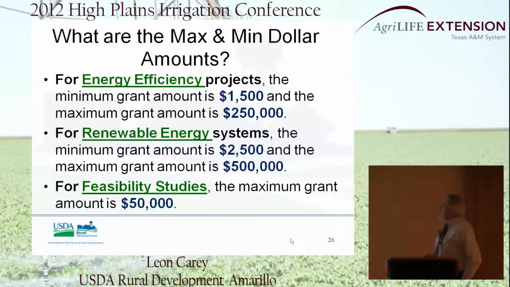So the question comes up about what are the maximum and minimum dollar amounts in this program. If you're looking at energy efficiency projects, the minimum grant amount is $1,500. The maximum grant amount is $250,000. If you're looking at renewable energy, the minimum grant amount is $2,500 and the maximum is $500,000. And for feasibility studies, it's $50,000.